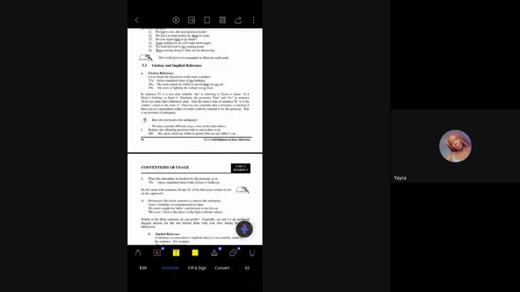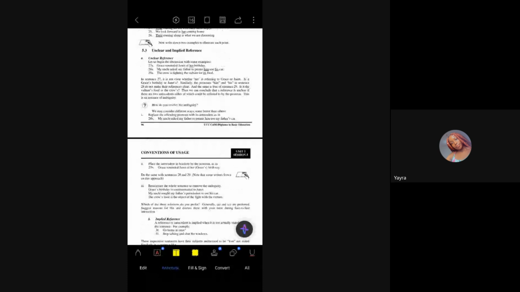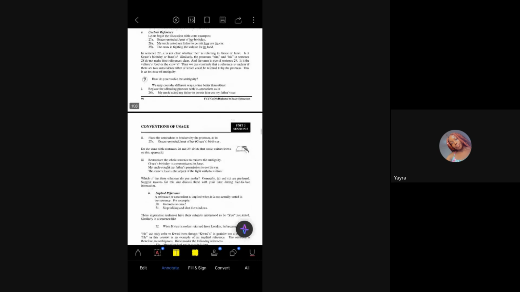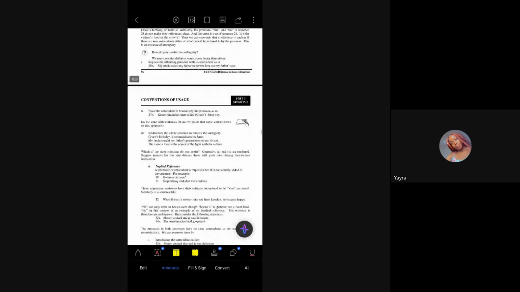Or unclear when we do not know where the pronoun is referring to, the antecedent of the reference. When we do not know, it is not clear. So: my uncle asked my father to permit him use his car. In this sentence, is it the uncle that asked and the father permitted, or the father permitted the uncle to use the car? So that is when the pronoun is not stated clearly. And when it happens like that, it's ambiguous. You only have to solve that puzzle.